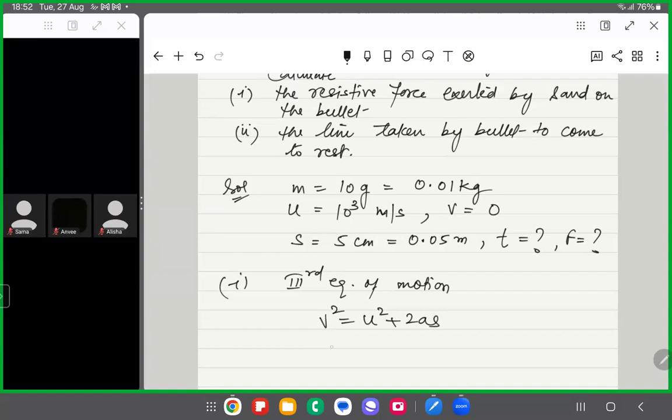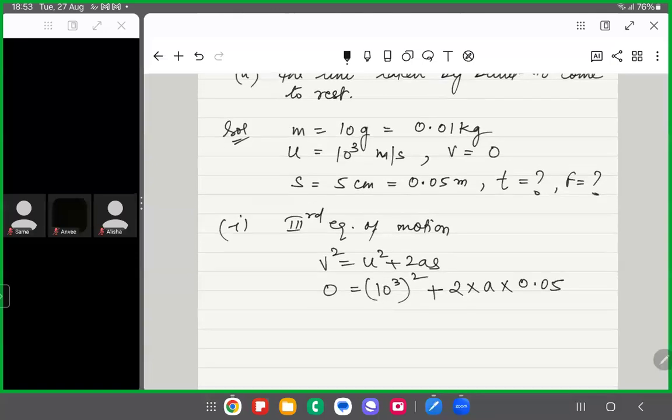Okay. Or you can write down each and everything. So V is 0, the final velocity. Initial velocity is 10 to the power 3, squared. Getting it? Plus 2 into A into S. S is what? 5 centimeter. That is 0.05 meters. Right? Okay.